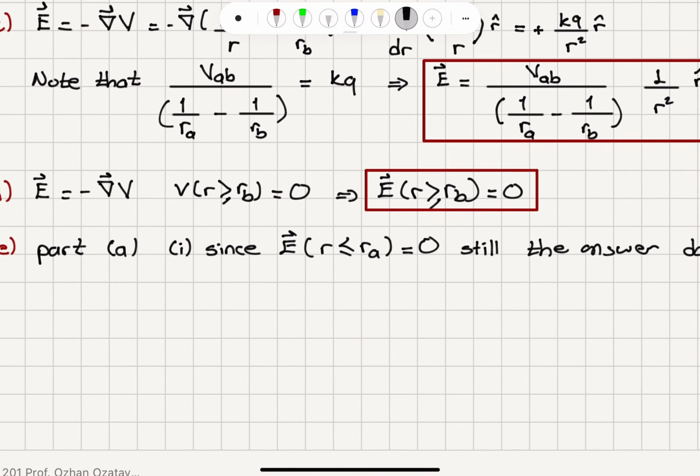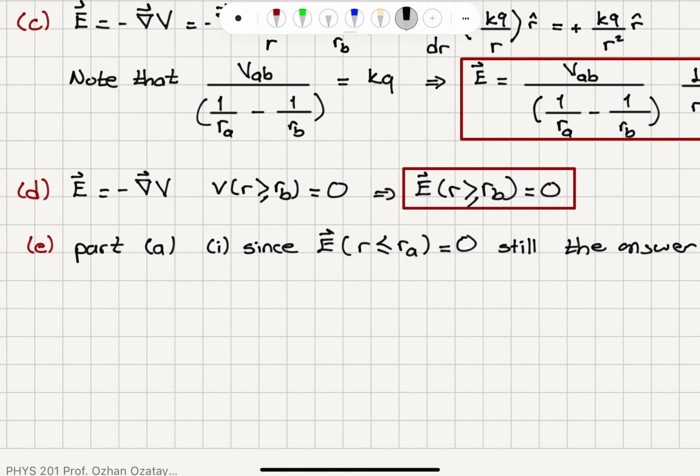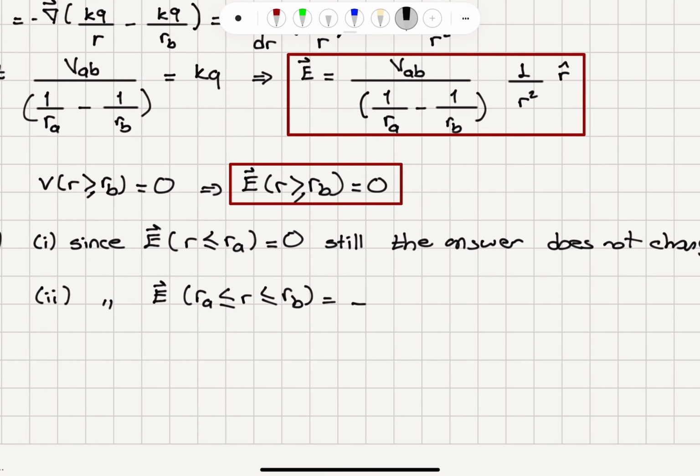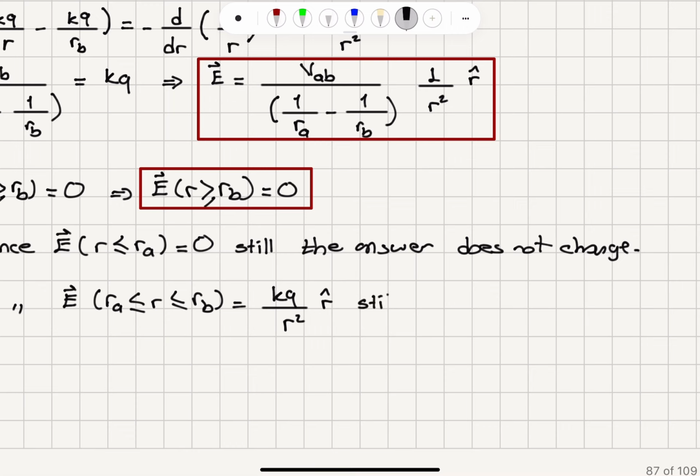for this region. For the region in between the two spheres, since the electric field between R sub A and R sub B is equal to KQ over R squared in the R hat direction, it is determined by the charge enclosed by a sphere whose radius is less than R sub B but greater than R sub A. So this answer is still correct. So the potential also doesn't change. The answer does not change.